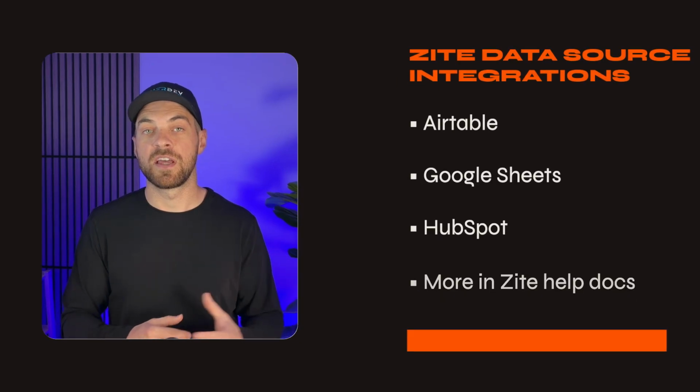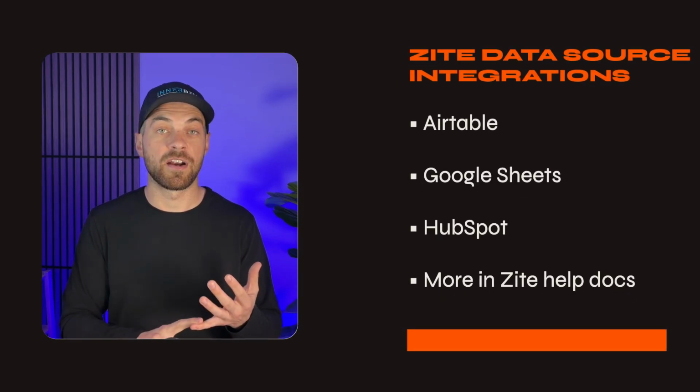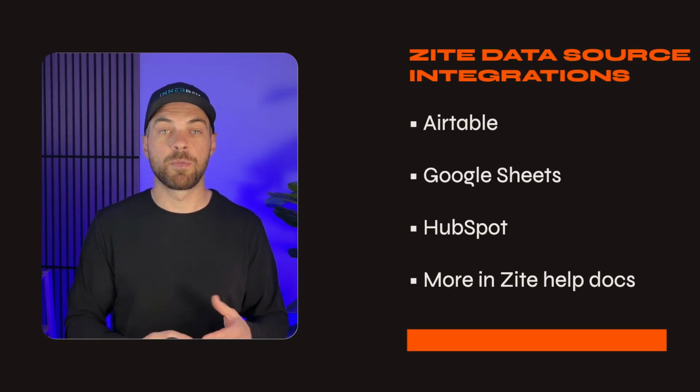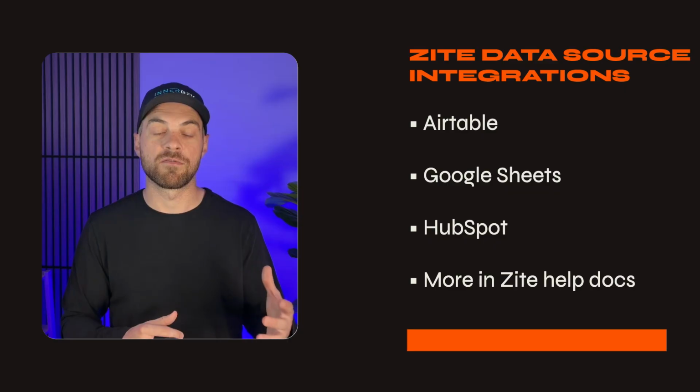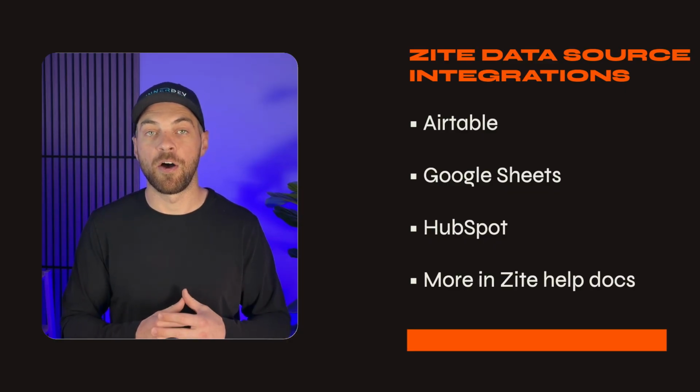There's integrations that exist already, and there's more to come in the coming weeks and months. This is a real system that a team can actually use. And as I mentioned, the integrations, you can connect to existing data and tools without rebuilding everything as well. You don't have to use the Zite database. The data sources that do exist as an integration are Airtable, Google Sheets, HubSpot, and there's more as well that you can find in the Zite help docs.